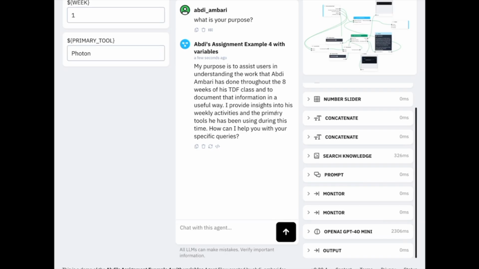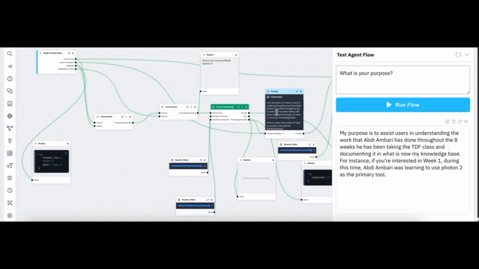When I first incorporated these, I found that the system didn't work. Although it could register that there existed two variables called week and primary tool, it wasn't able to pull in the values within these variables into the system. But that changed when I switched from a conversational prompt input into a singular prompt input, and then it was working fine.